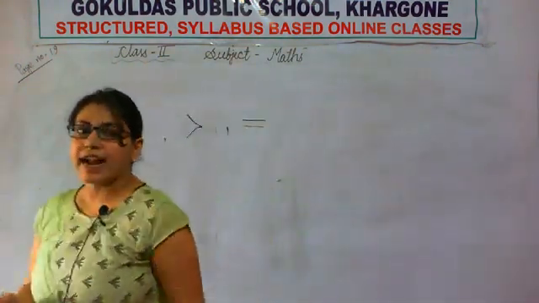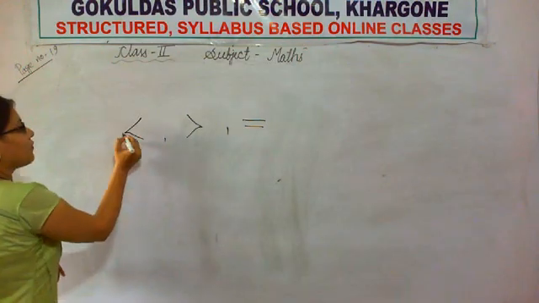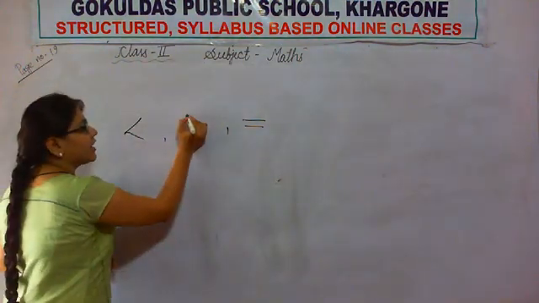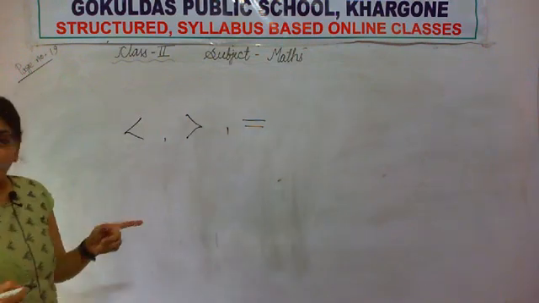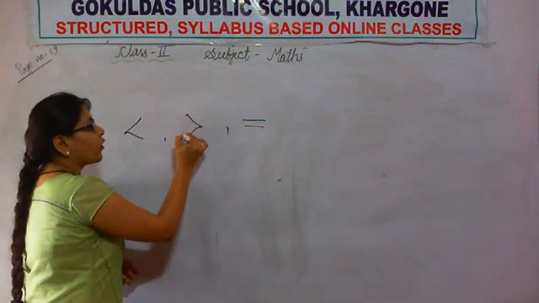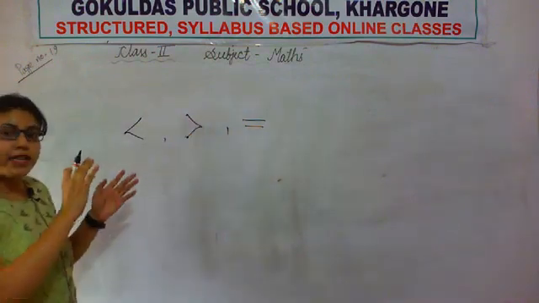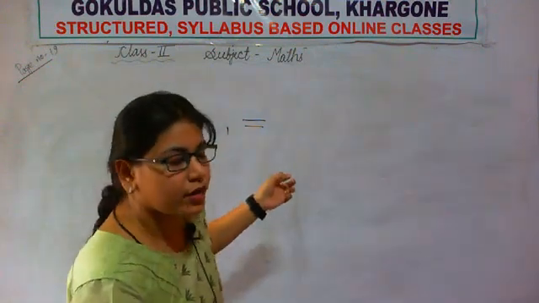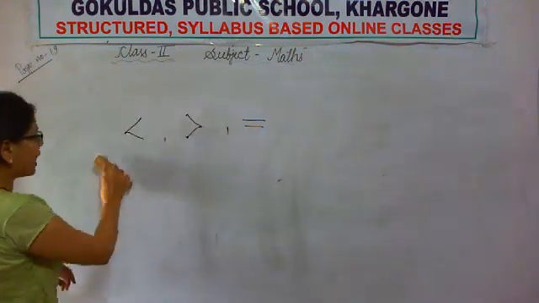For our understanding, we can do it like this. This side has 1 point and this side has 2 points. So 1 is smaller than 2. The number which is greater, we will put the 2 point side towards the greater number. And if the numbers are equal, we will put the equal to sign there.